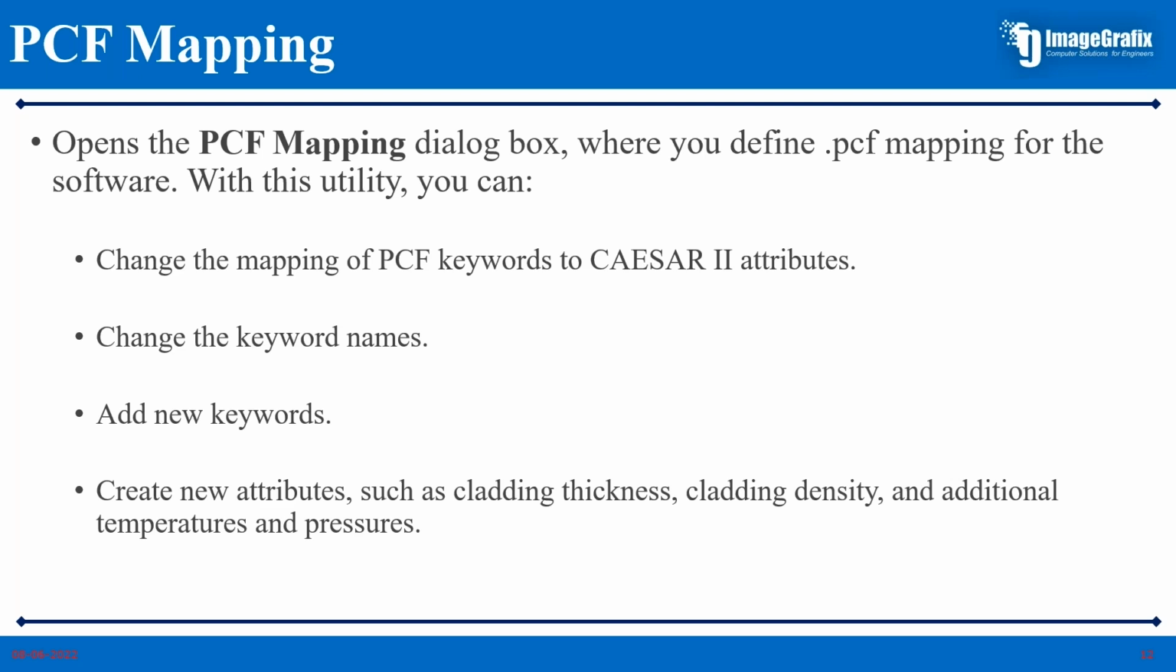Say, for example, design temperature. If the CAESAR II PCF attribute has component attribute 10, then I'll map this: component attribute 10, whatever the value is against it, should come under T1. Or component attribute 12, which corresponds to design pressure, should come under P1. So this is what I'll be categorizing in my first mapping steps. The main thing is keywords and attributes. We can even customize our attributes for your cladding thickness and cladding density. If you want those details to also be transferred, that can also be done under this mapping.